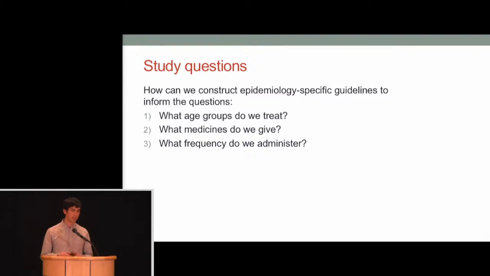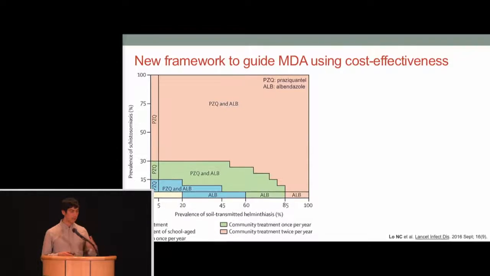So we wanted to create an epidemiological specific framework to ask questions for any setting: who do we treat, how often do we treat, and what medicines do we give? Now, this is the output of the model, so behind this is the transmission model, the cost effectiveness, but this framework allows us to answer these three questions.